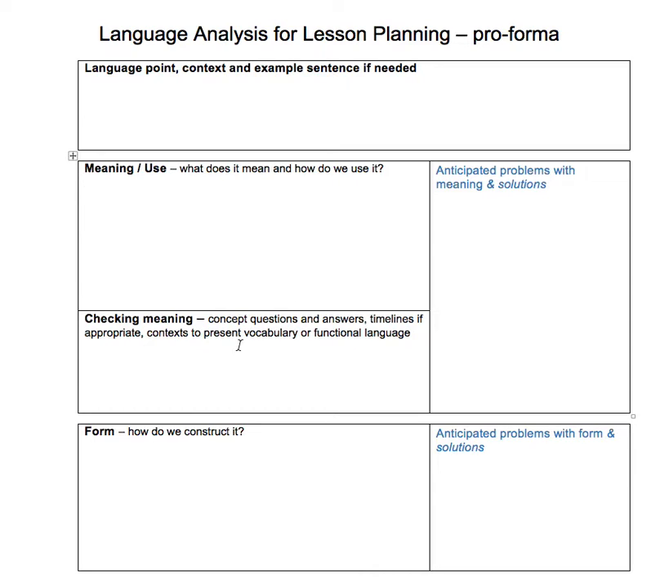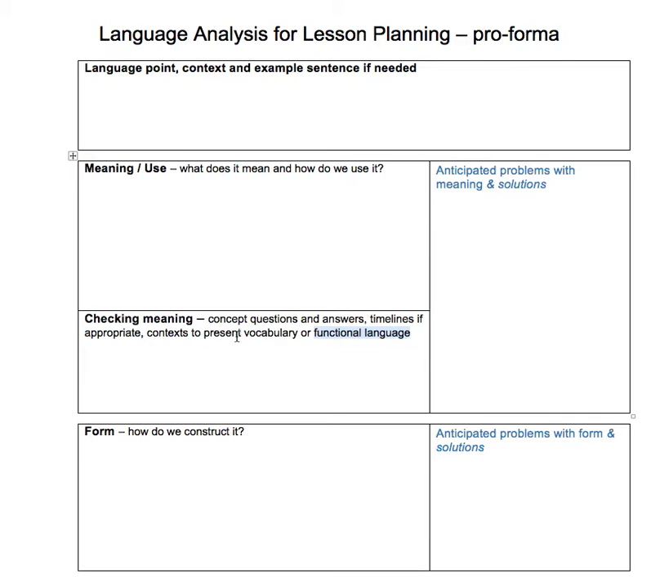Include a timeline, if appropriate, for certain tenses, and include contexts in which you would be presenting vocabulary or functional language. You may have included the context briefly up here. You could expand upon it a little bit. So if describing ability is your functional language, you might expand on this, describing ability in terms of a job interview, or describing ability in terms of a guidance counselor speaking to a student. Yes? So this would be a context.